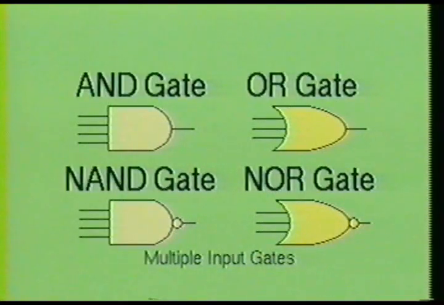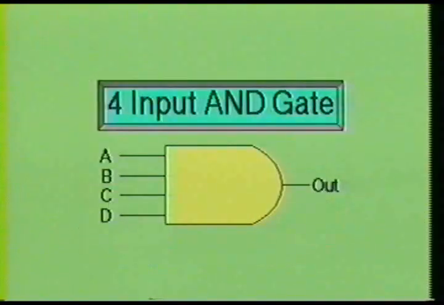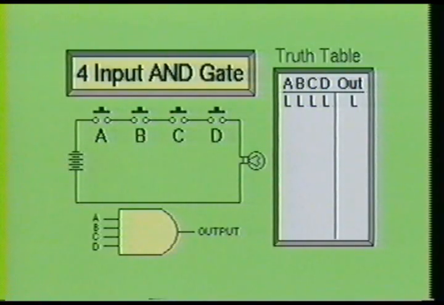Even though these gates have more inputs, their basic operation is the same as their 2 input counterparts, which we have just discussed. Let's examine the 4 input AND gate first and look at these similarities. The 4 input AND gate is being illustrated with a simple series circuit consisting of 4 normally open switches and a lamp for the load.